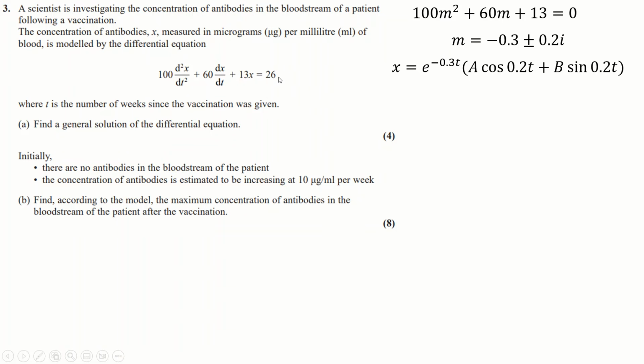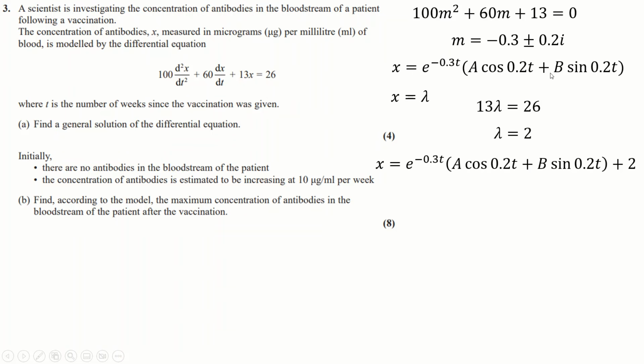Because 26 is just a constant, we replace x with lambda, and we say, okay, well, if we put lambda into here, if you differentiate lambda once or even twice, it's obviously just 0. So we get 13 lambda equals 26 left over. Lambda is 2, and then you just shove the 2 on the end there. And that's our 4 marks for that.